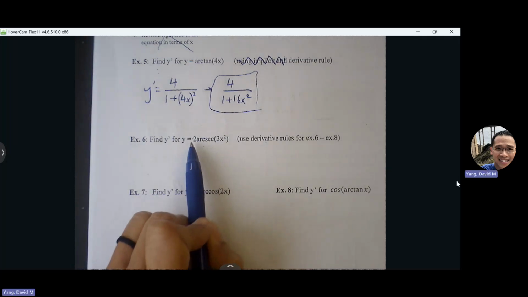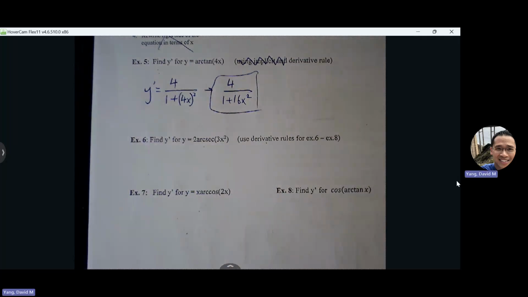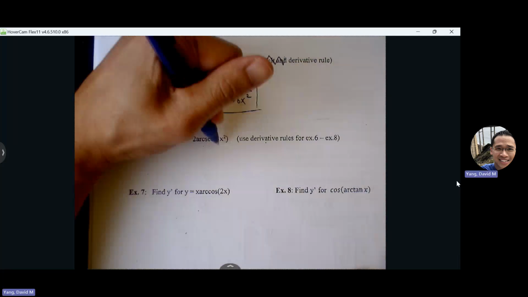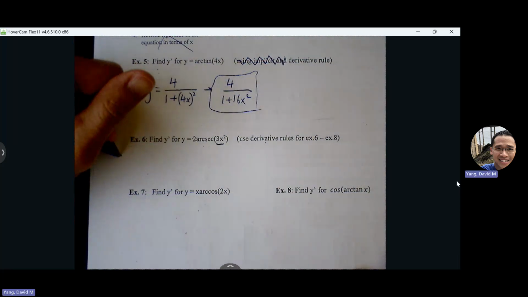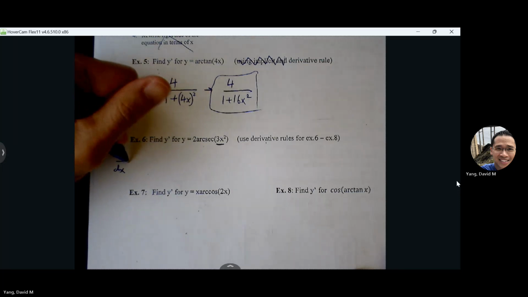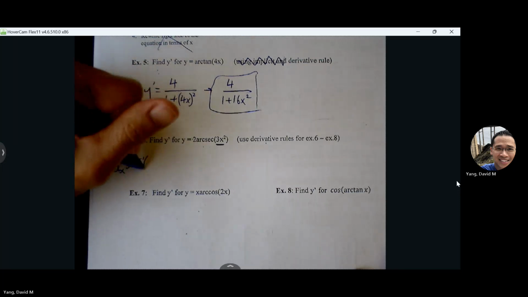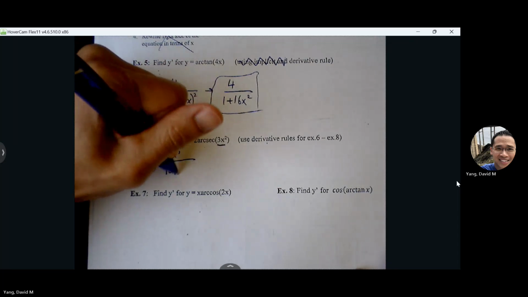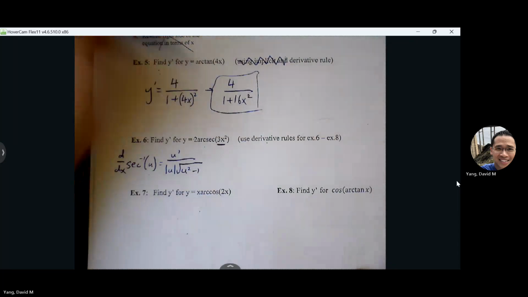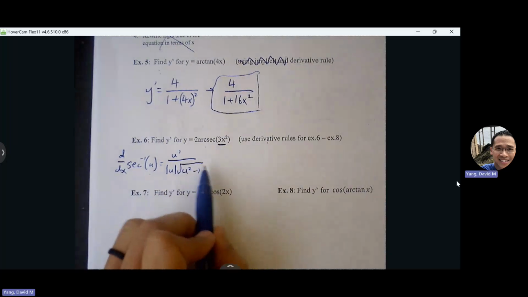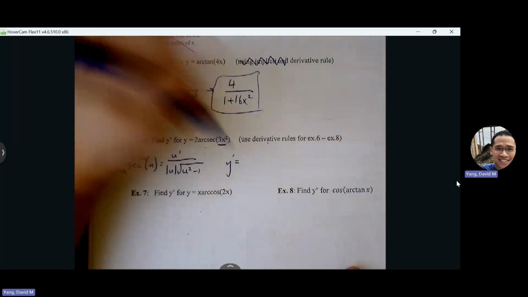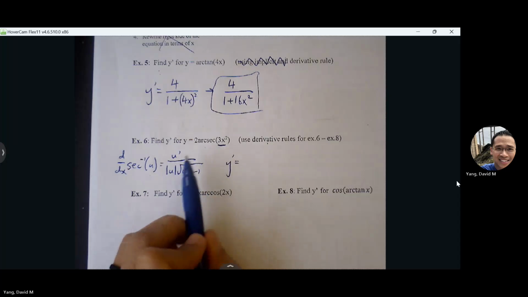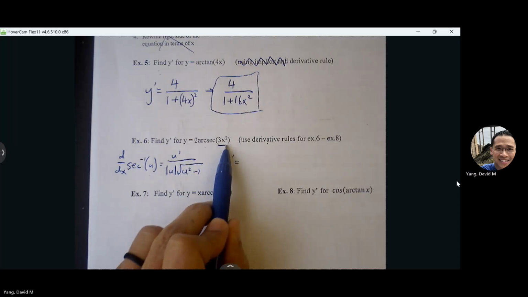All right, find y prime for 2 arc secant of 3x squared. What's our u value? 3x squared, okay. Let me write the formula here. All right, so let's just follow what the formula says. y prime equals, numerator is u prime. What's u prime? Yep, 6x.